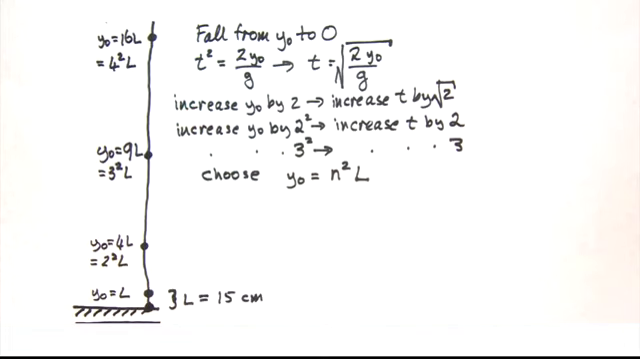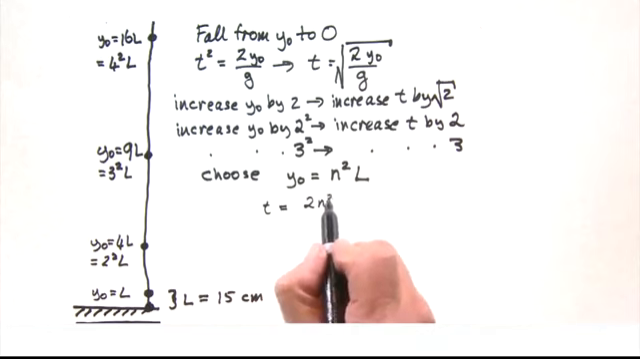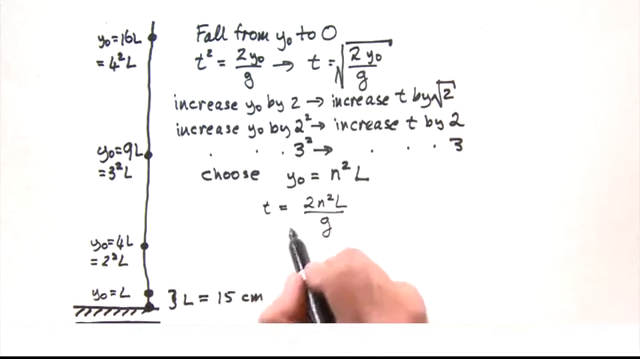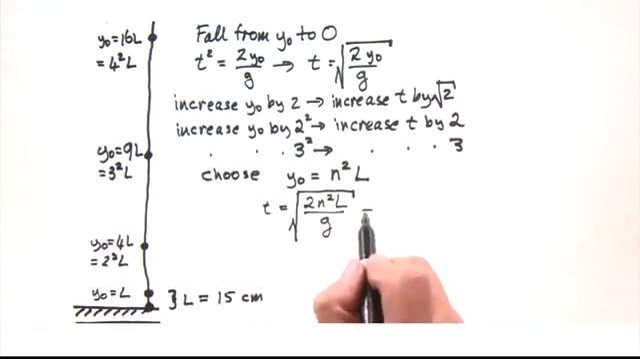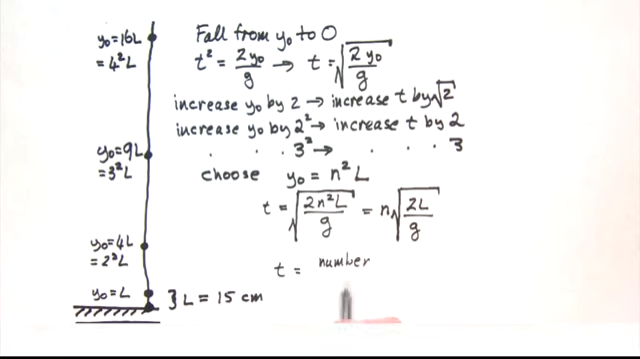In other words, y equals n squared L, where n is the number of the mass. Substitute this for y0, the initial height, then take the n outside the square root. Now we have time to fall is proportional to the number of the ball. They should land equally spaced in time.